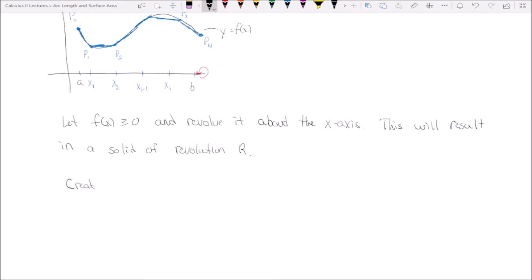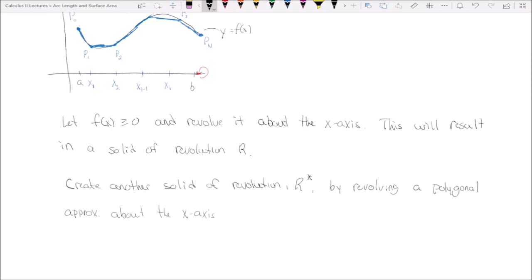What we're going to do is create another solid of revolution. Call it R star, by revolving our polygonal approximation about the x-axis. In other words, we're rotating the blue around the x-axis.